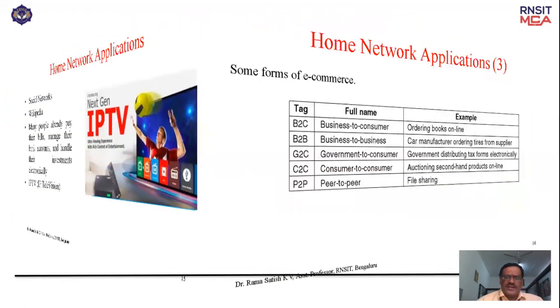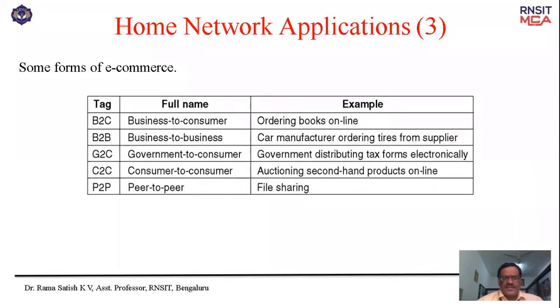Apart from this, you have e-commerce related business to customer, business to business, government to customers, and customer to customer, peer to peer communication. So file sharing also you can do. Government can distribute tax electronically, and you can pay tax. You can file tax online to government directly. I have done my tax returns recently with the government like this.